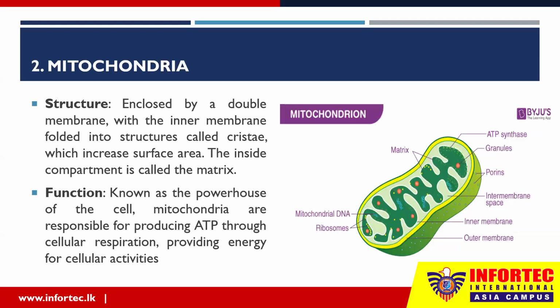Then another important organelle is the mitochondria. The mitochondria has a sausage shape and also a double membrane, the inner membrane and the outer membrane. The inner membrane is folded inside the cavity and increases the surface area. So what is the main function of the mitochondria? It is responsible for the production of ATP during cellular respiration.